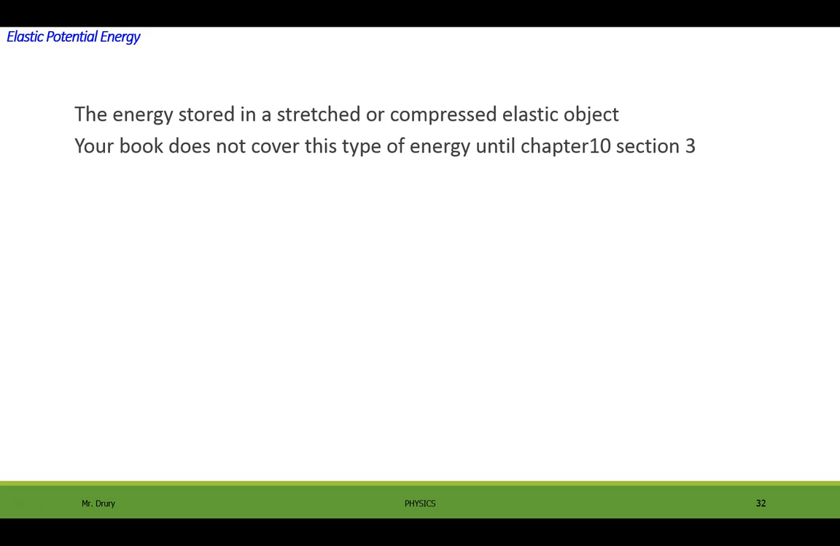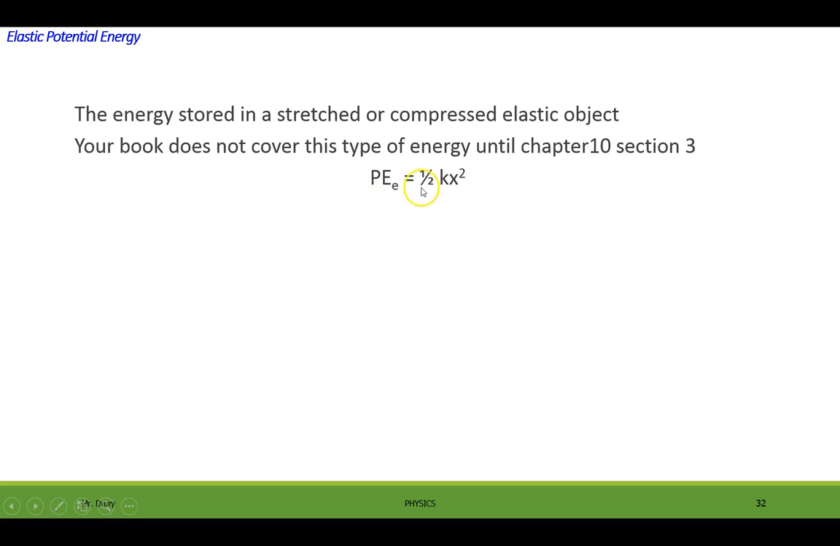All right, now we're going to look at a different type of potential energy called elastic potential energy. Elastic potential energy is the energy stored in a compressed or stretched object. This would be like a slinky or a rubber band or a bow and arrow, or even pulling a ruler back. You're storing potential energy, and elastic potential energy has the ability to do work due to its position. Your book doesn't cover this type of energy until Chapter 10, Section 3, so it might be a good idea for you, in your active reading, to include Chapter 10, Section 3.